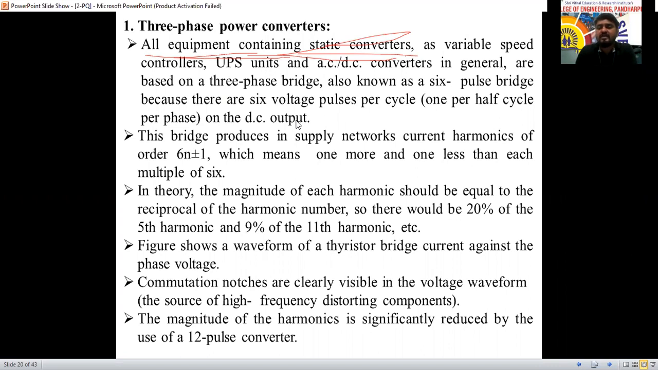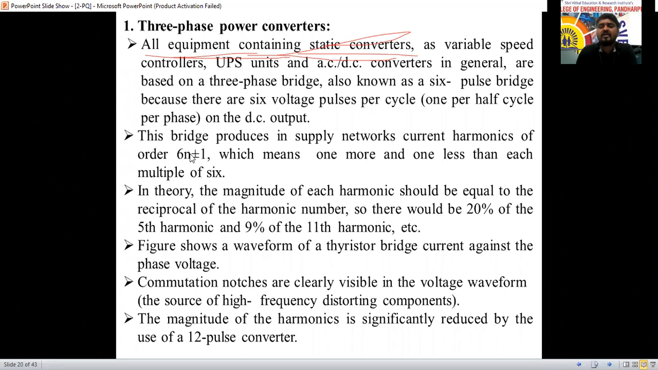Because of using this 6-pulse bridge, it is going to produce current harmonics of order 6n plus or minus 1. We are considering, for example, n equal to 1. So 6 minus 1, how much is it? 5. That is the fifth harmonic we are going to consider.